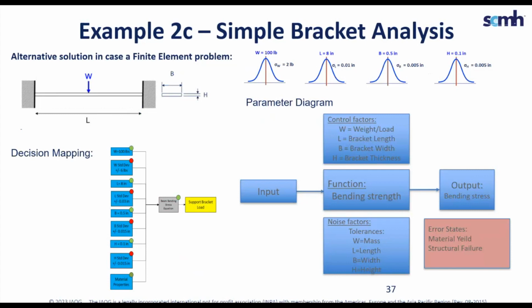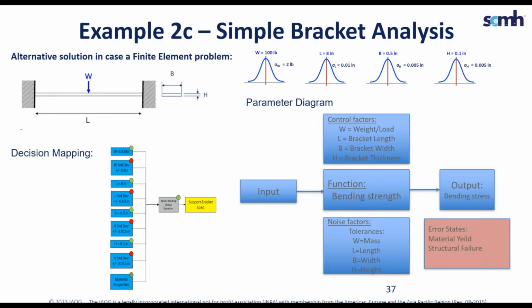Decision mapping, which is a method that addresses important design decisions that have to be made at a certain stage, and that is driving the analysis work that is shown on the left-hand side. An alternative can be found on the right-hand side, a parameter diagram or P-diagram. This is a method that highlights the functional relationship that has to be investigated.